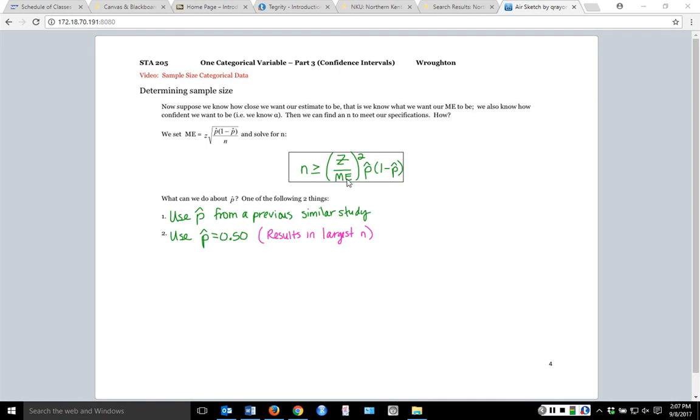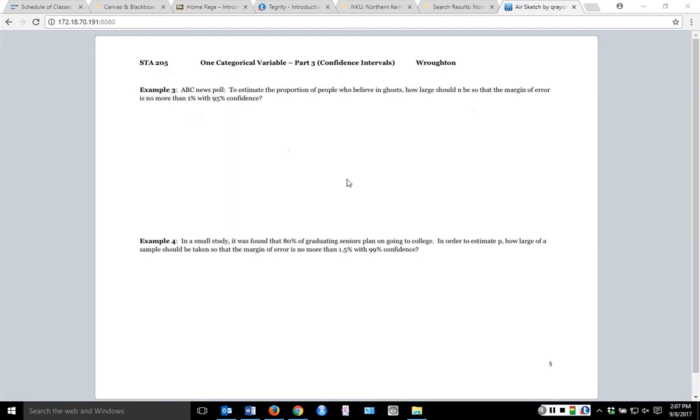Alright, so let's actually do a couple of examples of this to see how those formulas apply. So our example 3: if we wanted to estimate the proportion of people who believe in ghosts, how large of a sample should we take so that our margin of error is no more than 1% with 95% confidence? So it's telling me my margin of error is 1%, which is 0.01 in decimal form. I need to find my z.